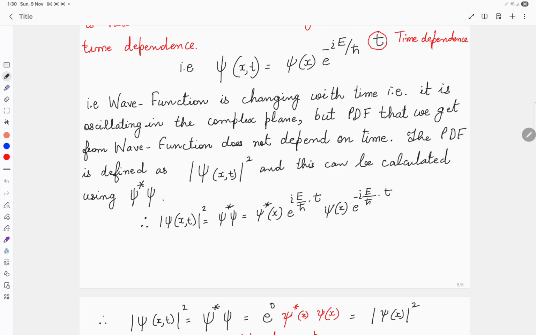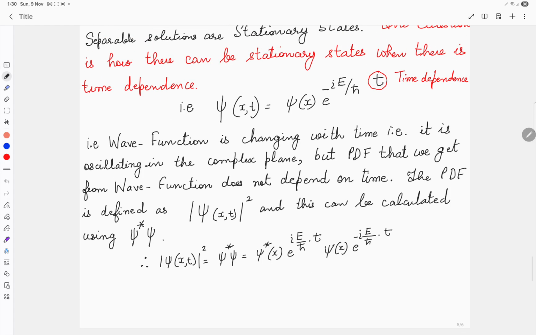Now if we try to calculate this modulus square of psi xt, this is equal to psi star psi. We have the value of psi. What is psi star? We have to take the conjugate of this function. So how do we take the conjugate? It will be psi star, and this minus iota will be converted to plus iota. This part is psi star. This psi is actually big psi, which means this psi is dependent on x and t. So this is the conjugate part, this is the without conjugate part, and if you look at the exponents, these two exponents will cancel out and we get the probability density function.